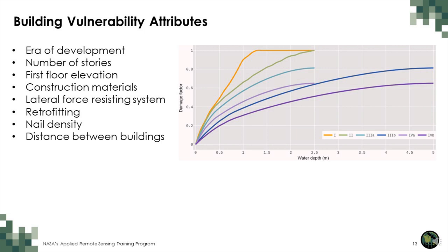Number of stories is a key value in terms of the resonating frequency of ground motion for earthquakes, or in terms of the wind profile. First floor elevation, that's how much that first floor is above ground level. If you've got a crawl space in there, for example, or if you've actually built the building with what's called freeboard or built it on stilts to avoid a flood, that's a very important metric for flooding. The basic construction materials, lateral force resisting system, that's for earthquake, whether something has been retrofitted, nail density is a big one for hurricanes, which obviously you can't see from the sky.